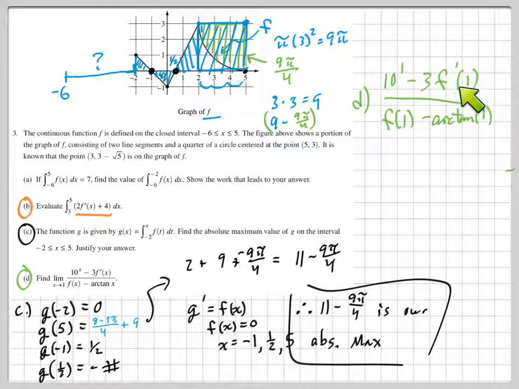f prime of 1 is the slope of f at 1. So if I look at 1 right here, what is the slope right there? And to find that, we just have to count the rise and the run. 1, 2, 1. 1, 2, 1. And so we have found the slope of this line to be simply 2. So we're going to multiply that 3 by 2 and get 6. So we have 10 minus 6 up top. And on the bottom, we have 1 minus pi over 4.